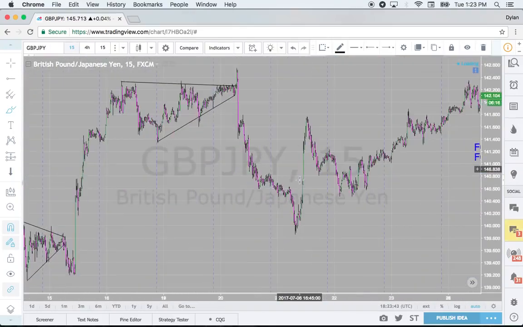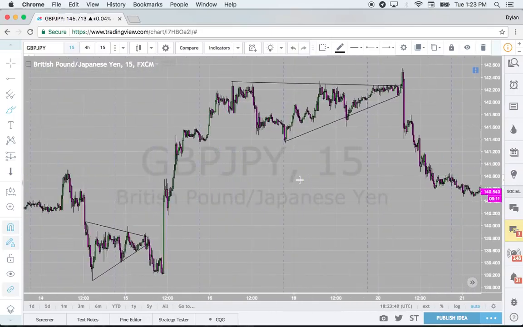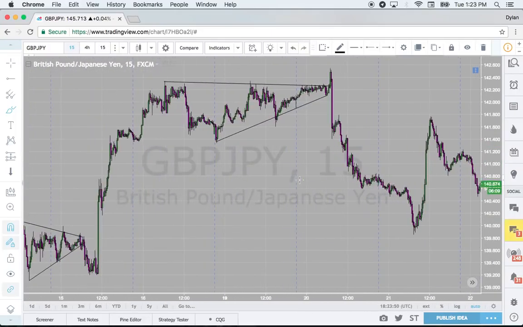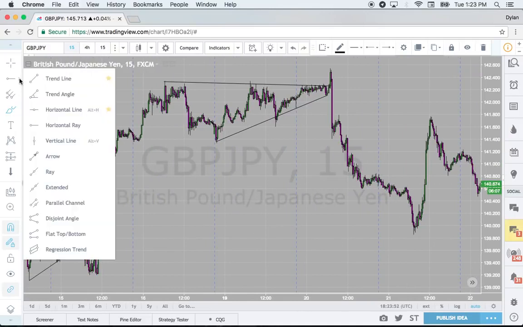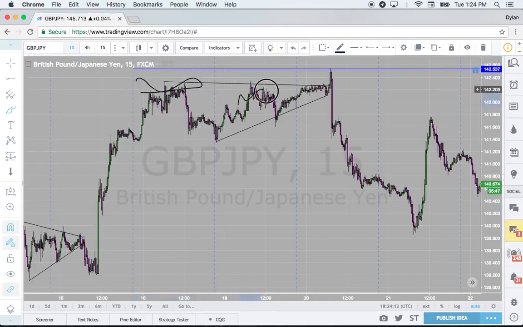So here is another one. This one I like a lot. This setup occurred a few weeks ago. I don't know if I traded it. I don't believe so, but anyway, it is a beautiful setup. We can see for about 3 days, 2.5 days, the market came up and worked this area, the high.